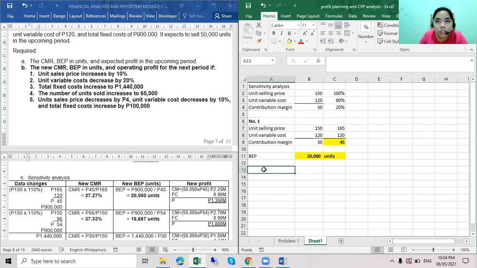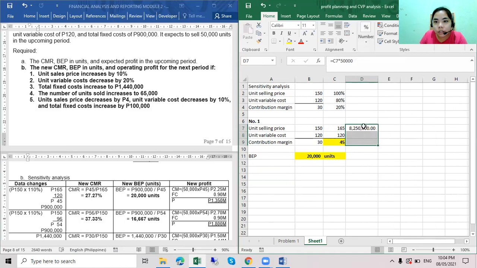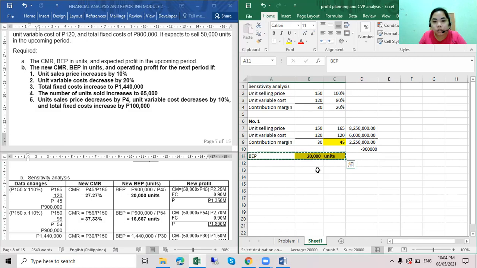Then your operating profit for the next period. So diretso ka lang class sa CMR kay kung gusto mo gid makita, sige, equals 165 times 50,000 units. So that's 825,000. 8 point... that's 8,250,000. I-drag ta lang. Then less kita 900,000 nga fixed cost.